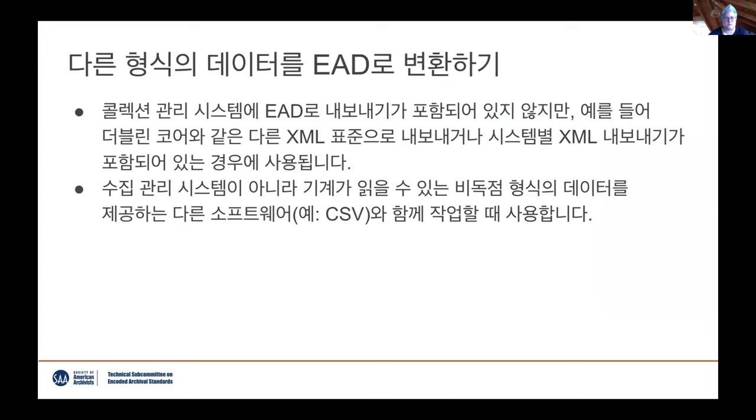And then if you go to the next slide, this is essentially the third example that we have used throughout this presentation, when you're transforming data in other formats to EAD. So you might not have a collection management system, or your collection management system doesn't support EAD, but it, for example, exports into something like a comma separated value list, and this might be something that you could be working with. So if you go to the next slide, please. This is how this could look like.